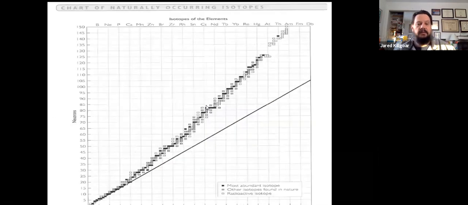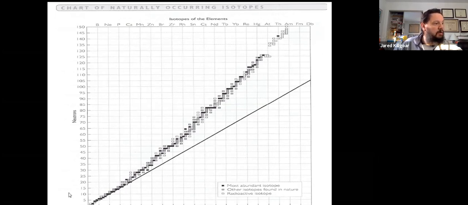This is a little extended version. One thing I do want to point out: the horizontal axis is actually the number of protons, as you can see by the elements up there. And this line here represents 1 proton per 1 neutron. As you see, the larger the atom gets, the larger the nucleus, the more neutrons we need to keep it stable.